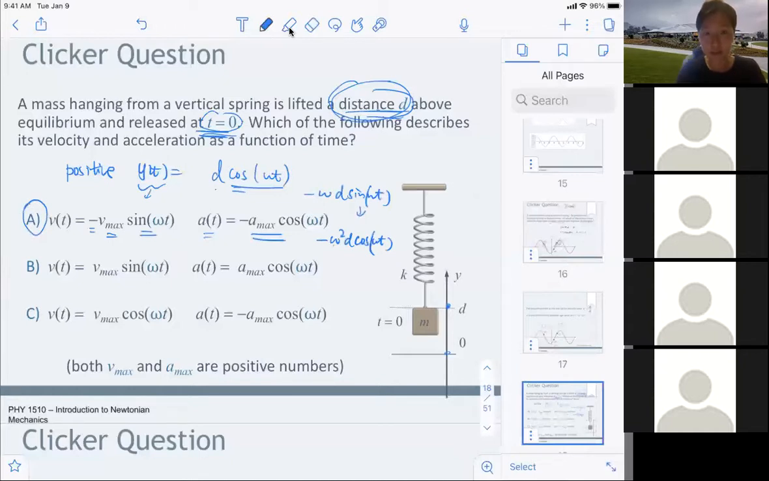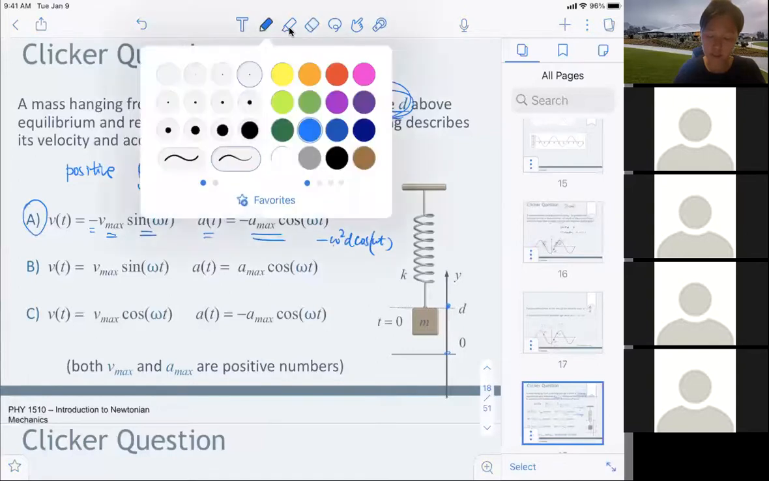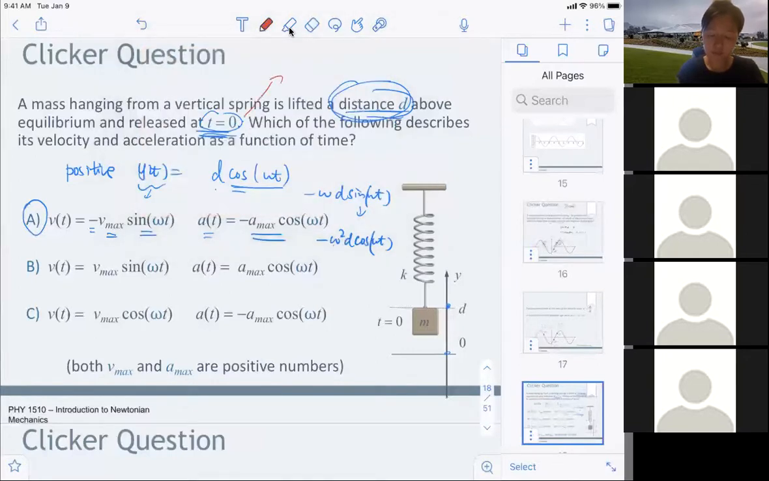That's the first method. The second method would be to simply evaluate which one gives us the correct initial conditions. This one tells us at t equals 0, you put it at a distance and you let go. So at t equals 0, your velocity should be what value? Positive, negative, 0? At that moment, I let go and let it oscillate. At that moment, what is my velocity?